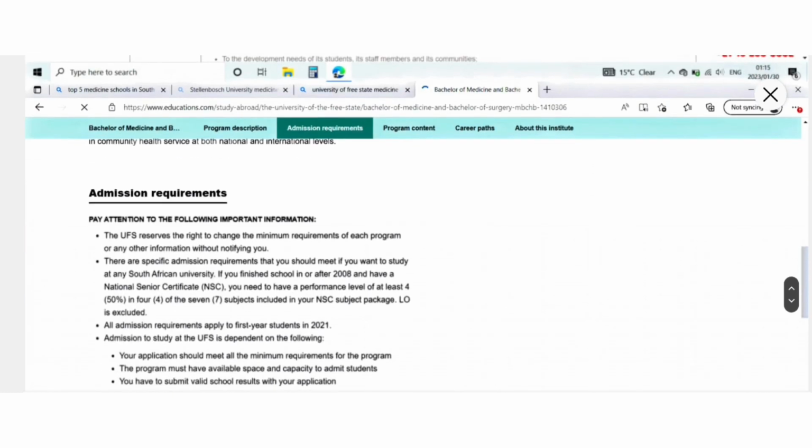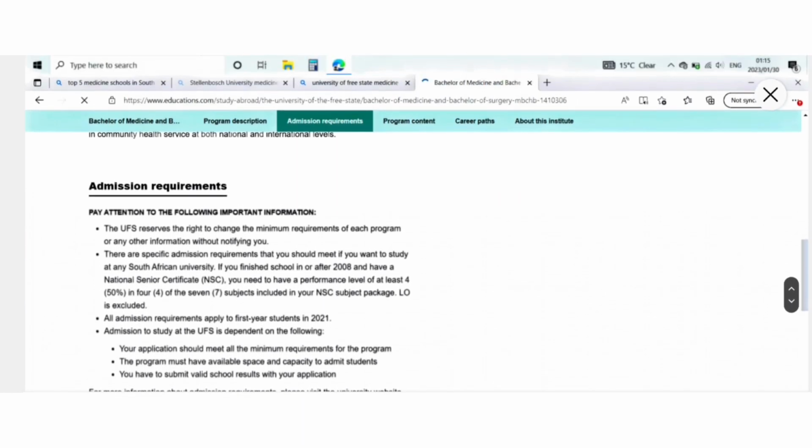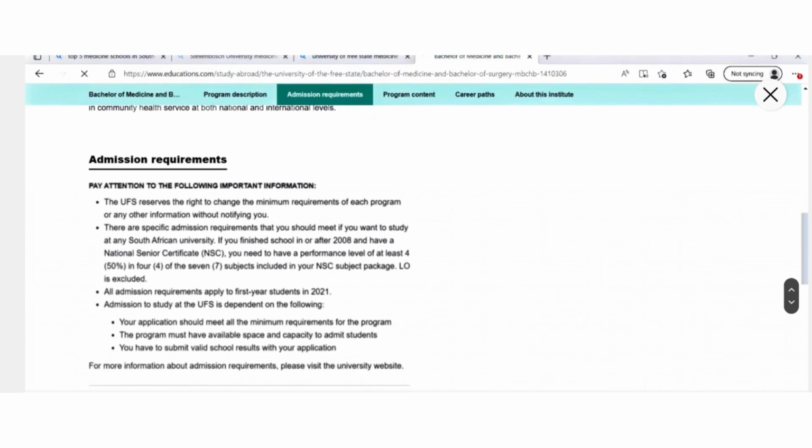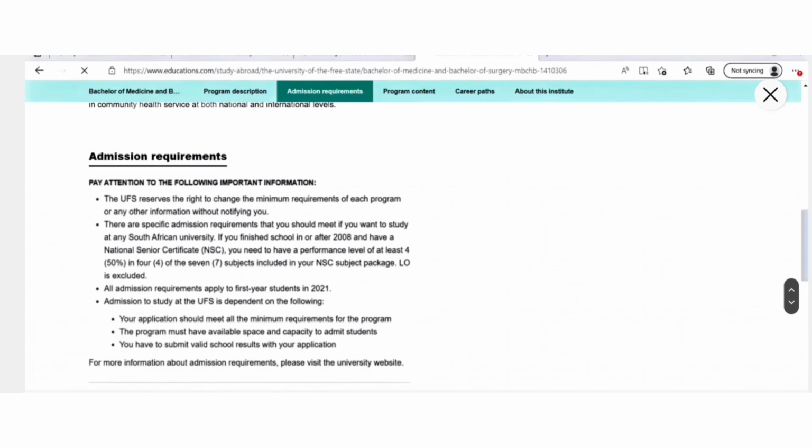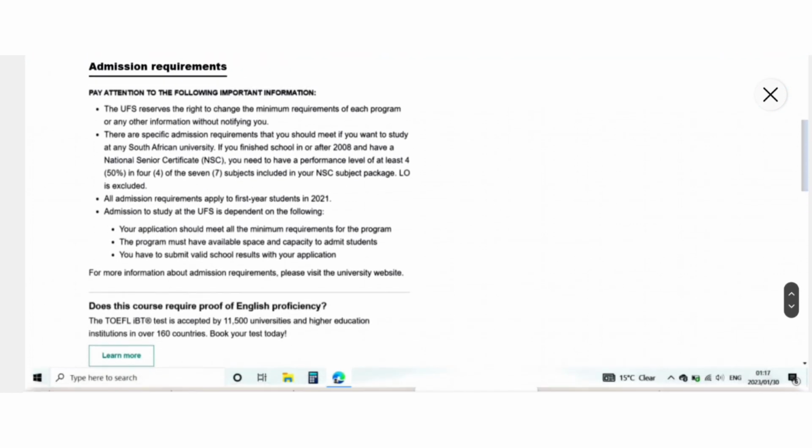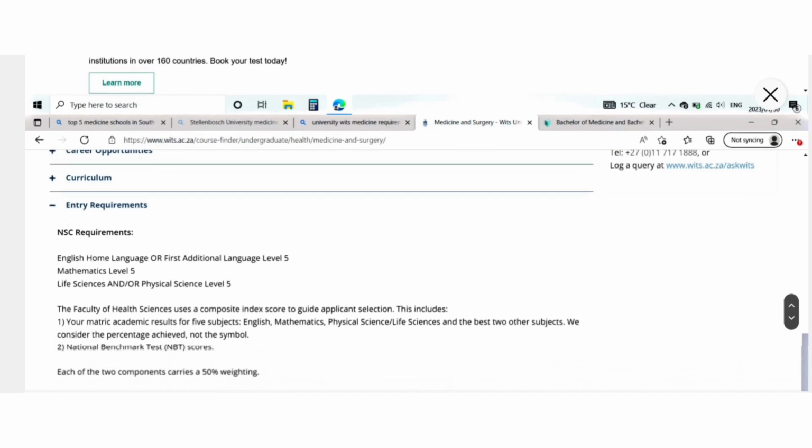And then moving on to the next university, which one is this one? It's the University of Free State. The University of Free State says you need to have a performance level of at least 50% in 4 subjects, and then LO is excluded. That's their requirement for oneself to study medicine at the University of Free State.